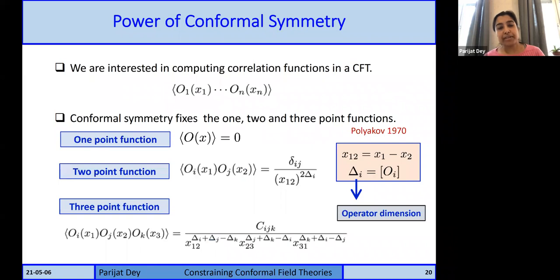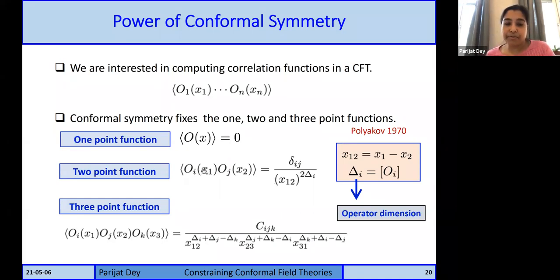Now in a conformal field theory, we are interested in computing correlation functions. So the language we use is in terms of correlators. And the power of conformal symmetry lies in the fact that it completely fixes the 1, 2, and 3 point functions. So the 1 point function of an operator is 0 unless it's an identity operator. The 2 point function is also completely fixed by symmetry.